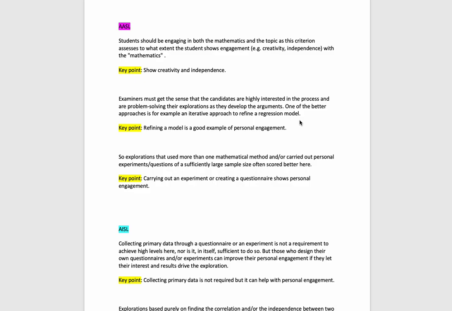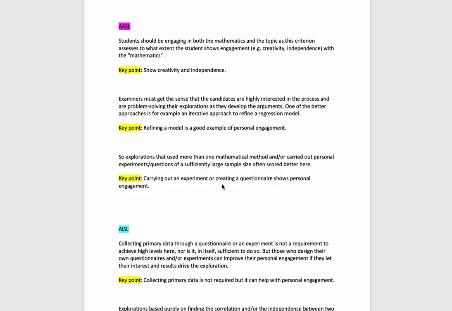So you reflect, say it could be better if I did it this way, and then you create a new model, and then you can even go again and say, right, this is better because of this, this, and this, but what if I tried this other thing? Maybe this would be even a better model, and then you create a new model. That's a good way of showing personal engagement.